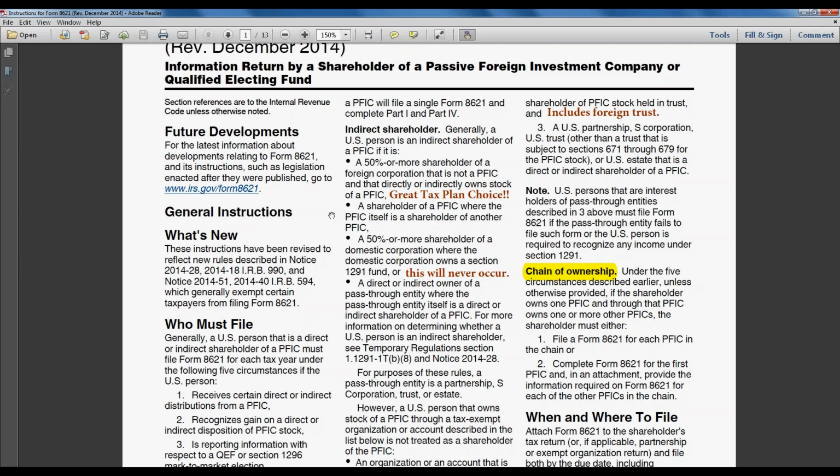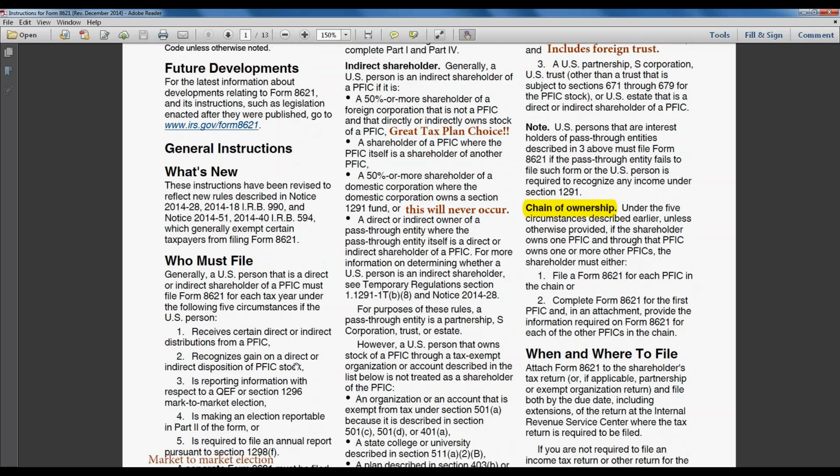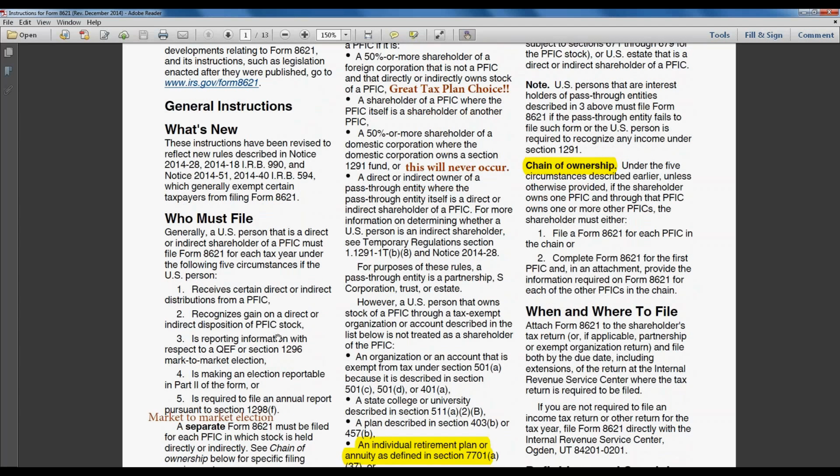An indirect shareholder is a shareholder of a PFIC when it owns a PFIC, okay, a shareholder of a domestic corporation which owns a PFIC. Once again, this is kind of an oddity because this event will never occur. Why? Back to the 5 people who have to file. A U.S. person, which is this domestic corporation, has to file if it receives the money, if it recognizes gain, if it makes the elections. So when my corporation, a C Corp or S Corp, has any of these 5 events, it's going to file. I am never going to receive a distribution from the PFIC because it's going into a domestic corporation.